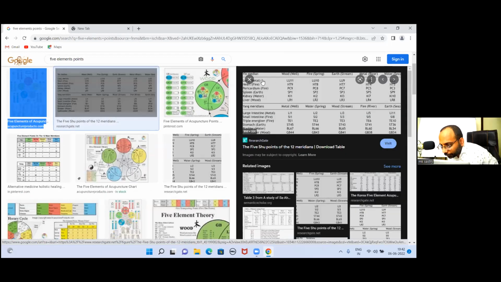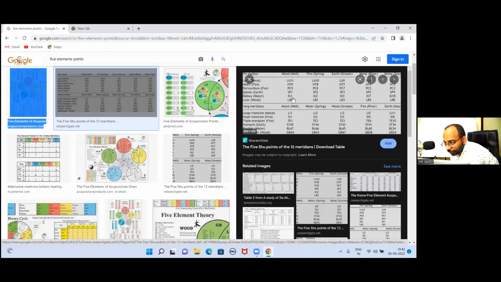Here you can see. Lung metal point is LU11. Heart fire point is Heart 9. Pericardium fire point is PC9. Spleen is 1. Kidney fire is K1. Liver wood is Liver 1. Right? You understood?